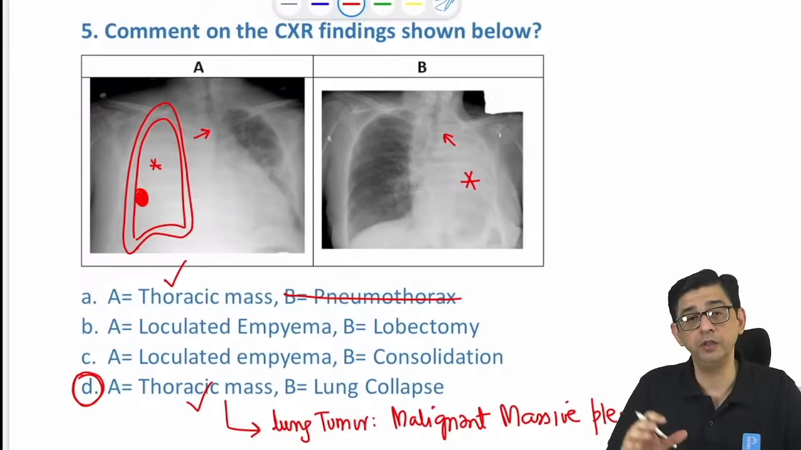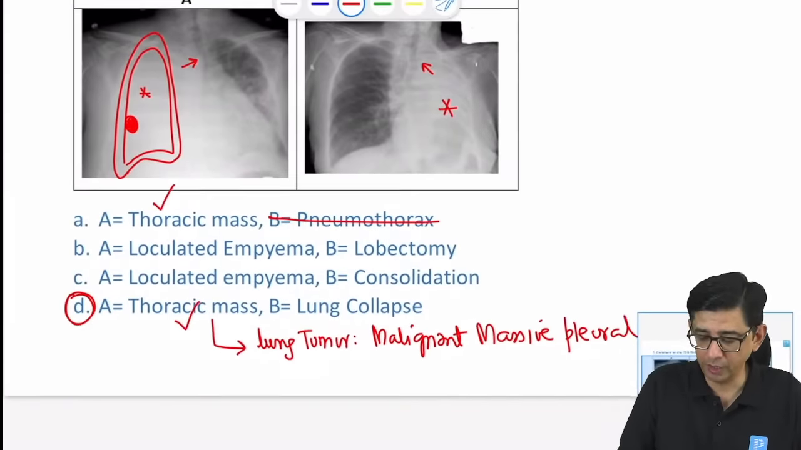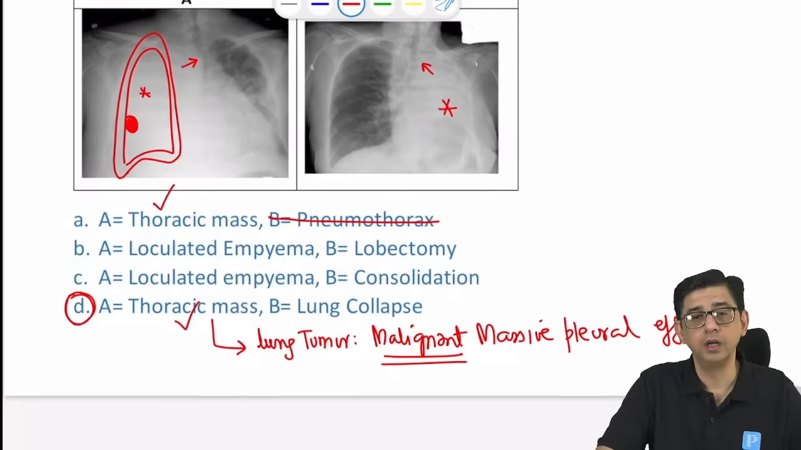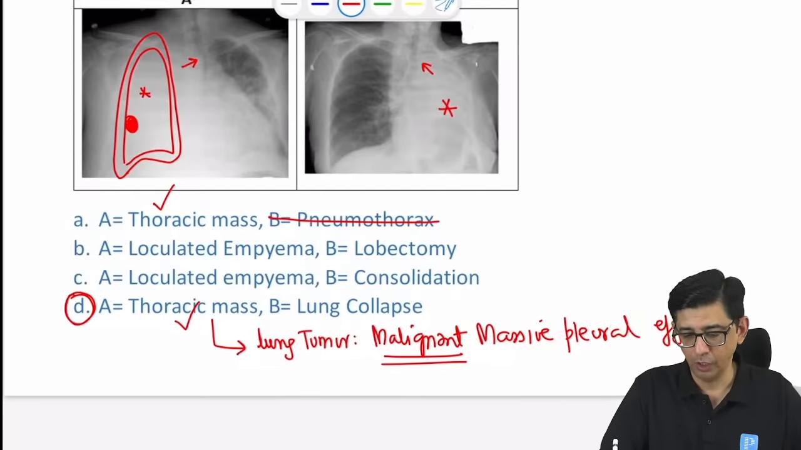This option number A does not mean that there is a tumor present, guys. It does not mean that a whole big tumor is present in the whole of the chest. No. It is a malignant massive pleural effusion which is present in this particular case. So you need to understand the fine words in English here. He basically means a small lung tumor only, but he's using the word thoracic mass for the same.